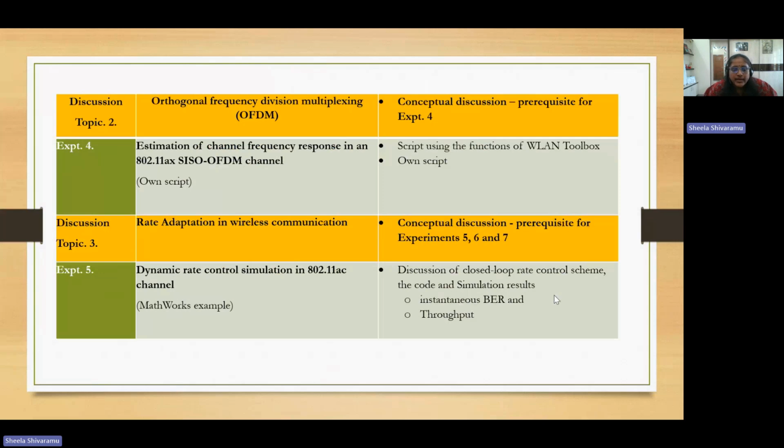Experiment 5 is a MathWorks example that actually discusses the dynamic rate control simulation in 11AC channel. So it's a closed loop rate adaptation scheme wherein the receiver sends the feedback to the transmitter in order to help the rate selection. So here we discuss the code and also the simulation results on instantaneous BER and throughput, etc.